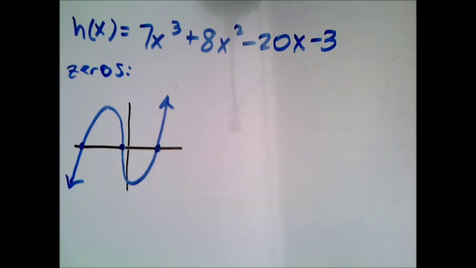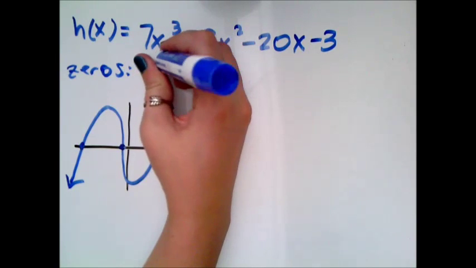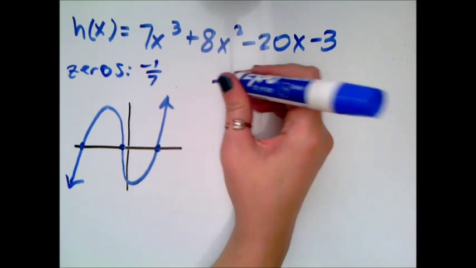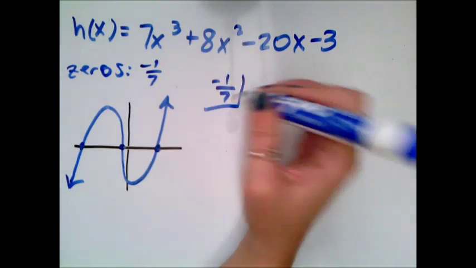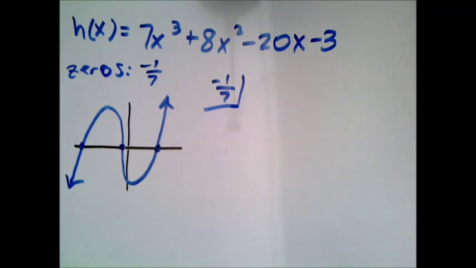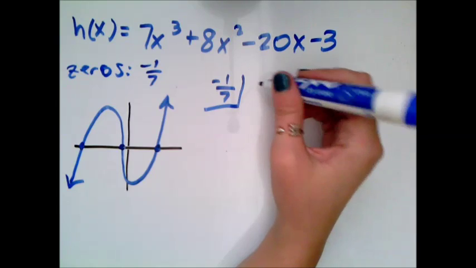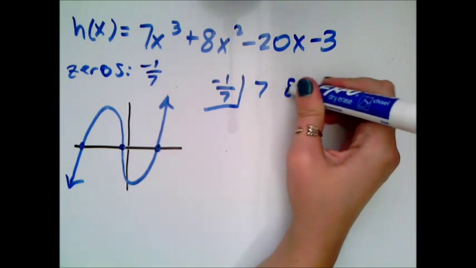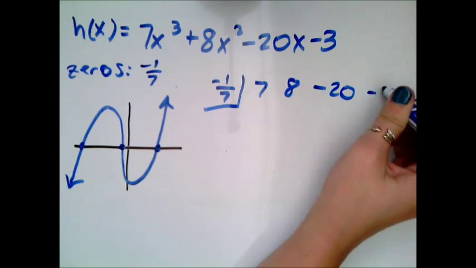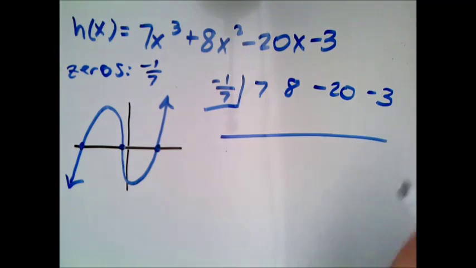So this one ends up being, it looks like, 1/7 or -1/7. So once I know one rational zero from my graph, that's useful because now I know something that should divide in evenly to this. So synthetic division with -1/7.